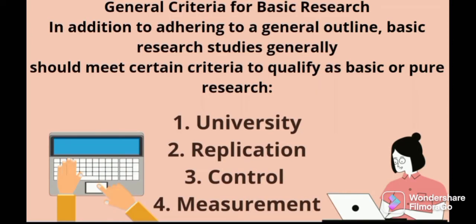There is also a general criteria for basic research. In addition to adhering to a general outline, a basic research study generally should meet certain criteria to qualify as basic or field research. Number 1 is universality, which means that the study should be researchable by any other qualified investigator. Number 2 is replication, which is related to the criterion of universality. It means that the research study is repeatable. Number 3 is control, which relates to the parameters of research; this criterion is important for isolating the critical factors and facilitating replication. And number 4 is measurement, which constitutes the observation and recording of the phenomena.